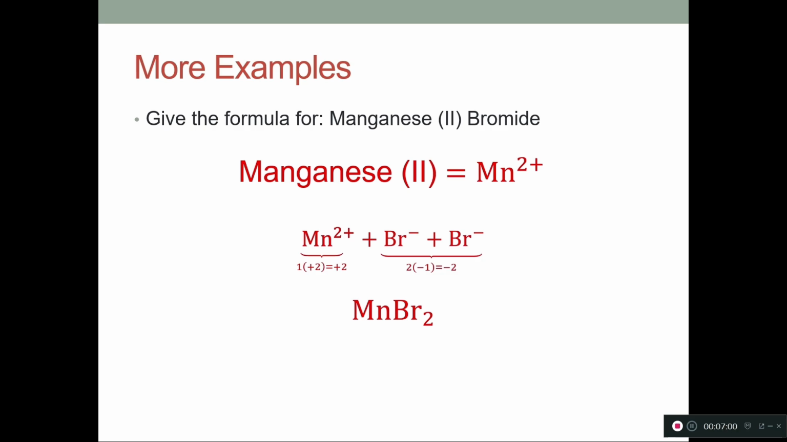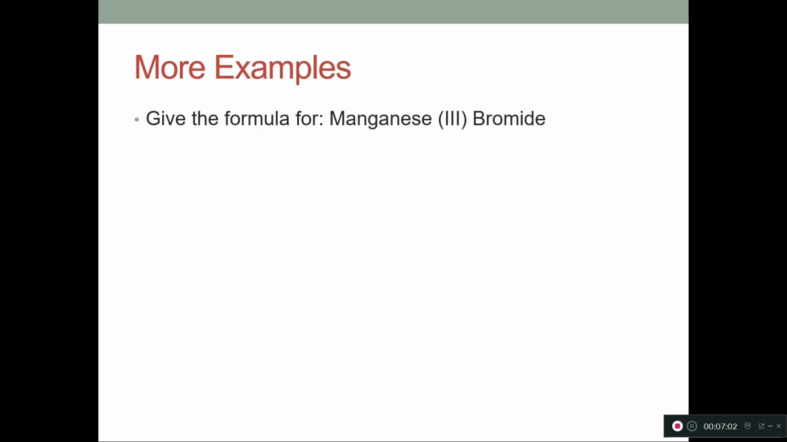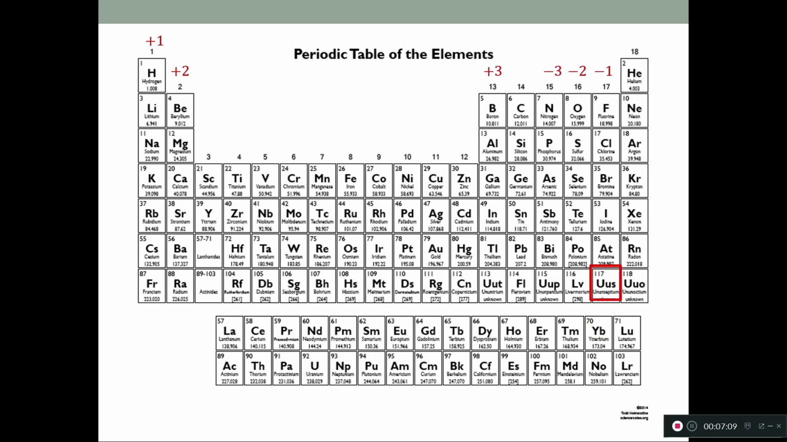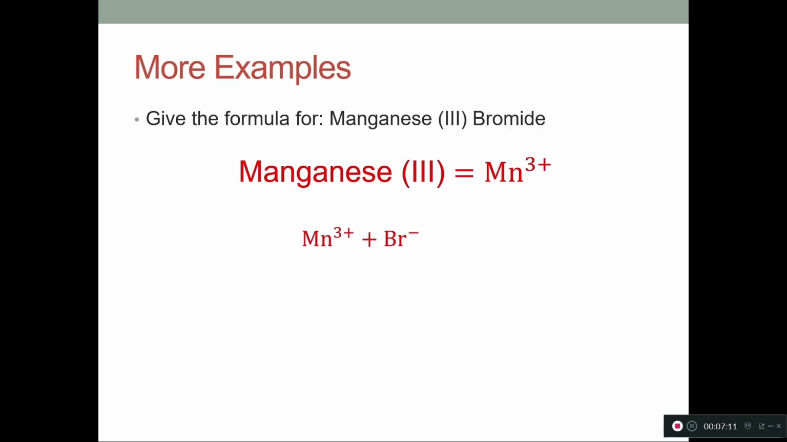and 2 bromides. But now if we look at manganese(III) bromide, where manganese(III) tells us that we have a 3+ charge on the manganese, again, we're looking at bromide, so we try just putting one of each together. So we have +3 from the manganese, -1 from the bromide, so we still have +2 left over. So we add one more bromide, and then another bromide, so that we end up with +3 and -3. So that means we have 3 bromides to our manganese.